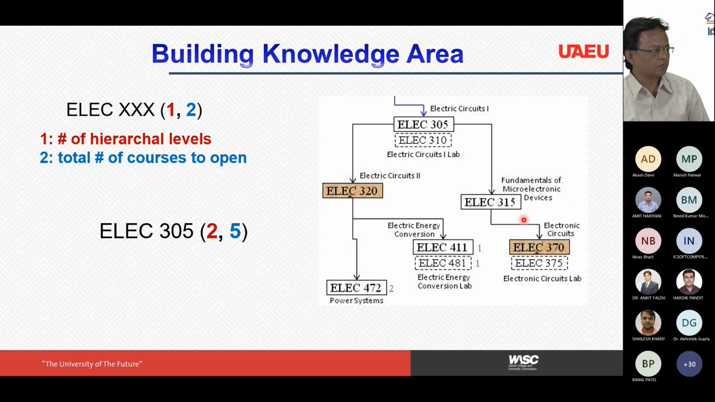So we have 2 hierarchical levels there, maximum. If I had another hierarchical level there, it would have been 3. And how many total courses does it open? It's 1, 2, 3, 4, and 5. Labs are part of the course, so we do not include the lab in the count. So this elective comes with 2 and 5.